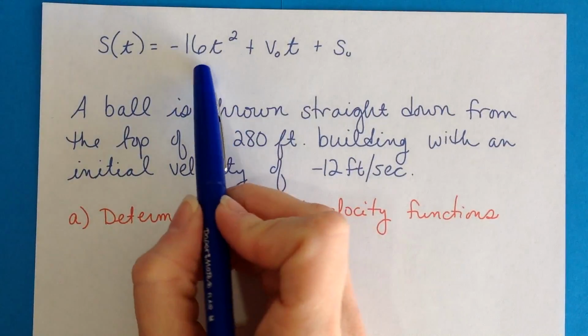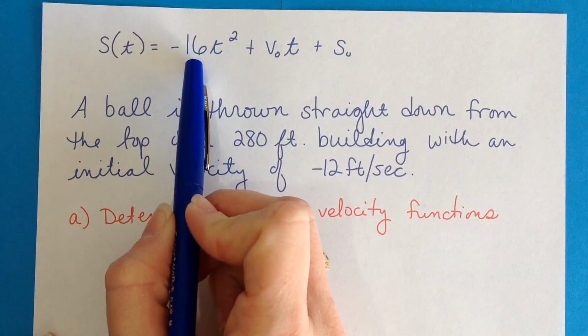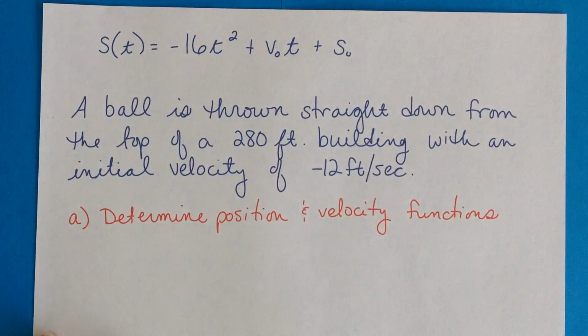Now, this is what I mean. Sometimes when you're given the position function, they will have already calculated the g part of it, so you don't have the g. So that means you don't have to worry about, do I need to plug in that negative 32 or do I need to plug in the negative 9.8? You don't have to worry about that on this one.